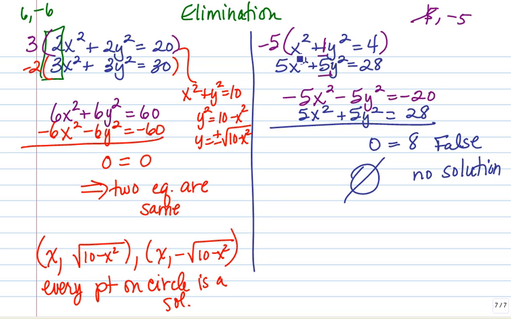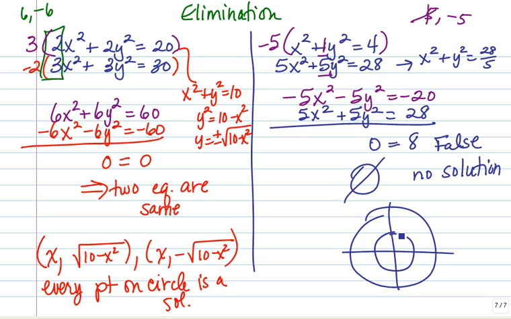In fact, x squared plus y squared equals 4 is a circle of radius 2. 5x squared plus 5y squared equals 28 is actually a circle with radius the square root of 28 over 5, whatever that happens to be. But really, what we're dealing with there is concentric circles, a circle within itself, so those two are never going to intersect. Okay, so there's no solution.